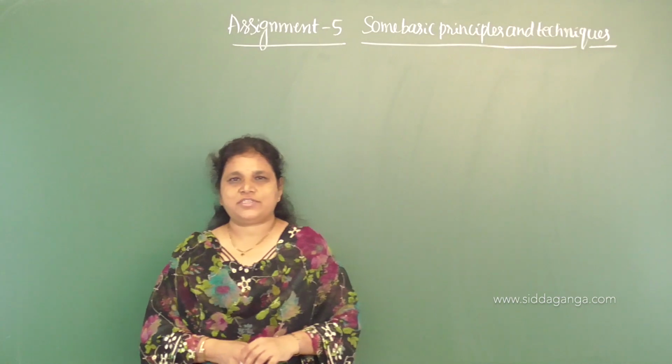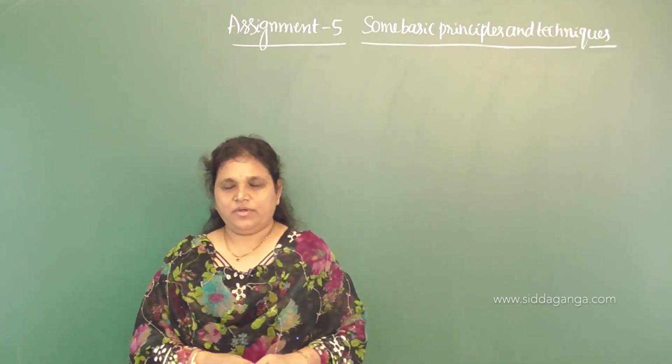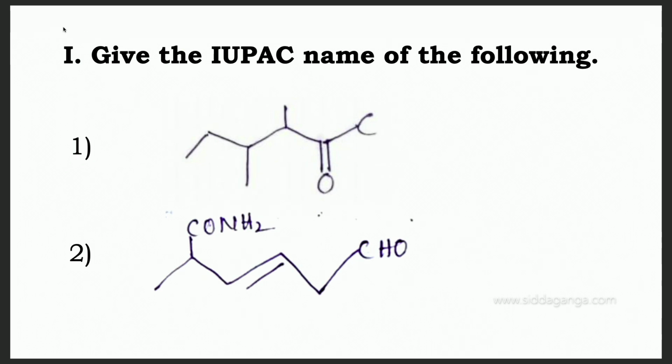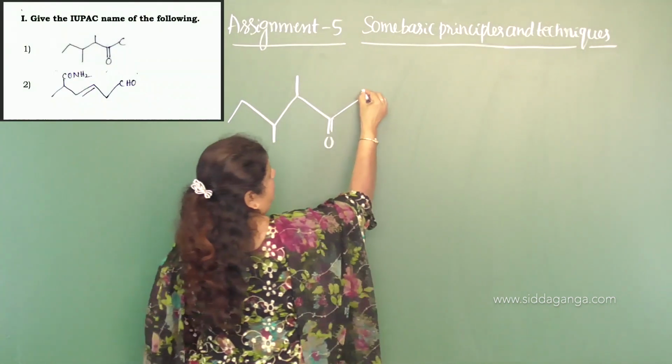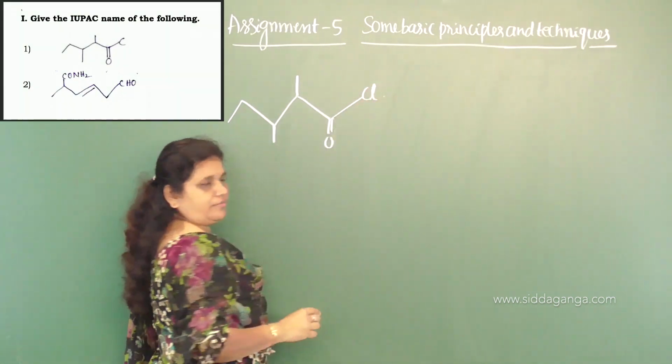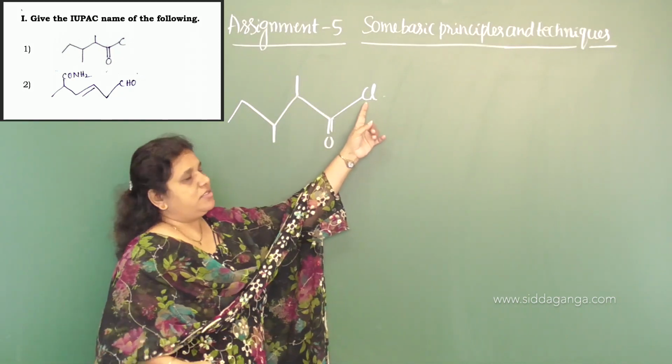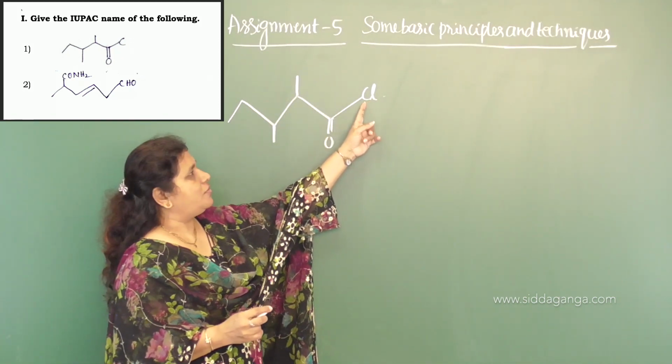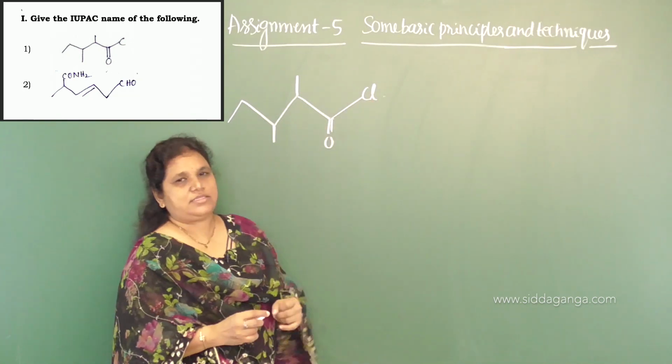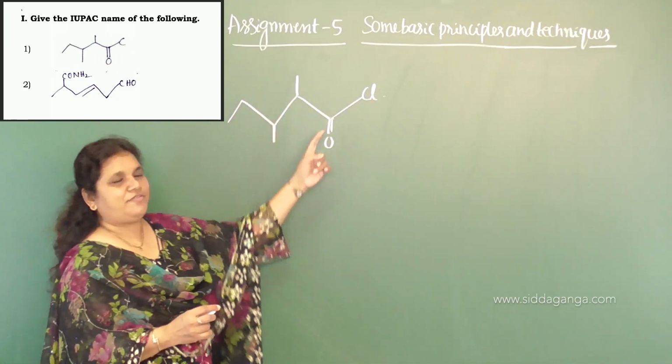So let us move on to the first question, that is, give the IUPAC name of the following. The first compound is this, and this is one methyl group, another methyl group, and here C is there, make it Cl. So make a correction of it. Here C is there in the question, so make it Cl, okay. Now let us move on to the naming of this compound.